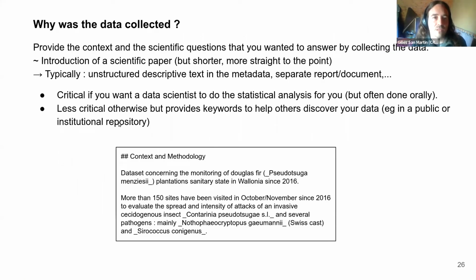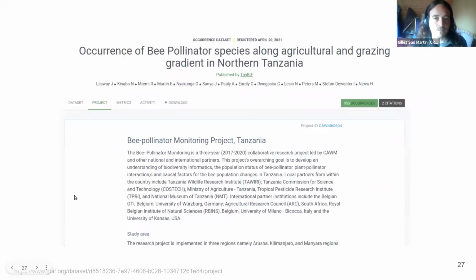So why the data was collected is simply to provide the context and the scientific question that you wanted to answer when you collected the data. So this is basically the introduction of the scientific paper, but much shorter and much more straight to the point. It should be really short, just explain the context basically. And typically this is unstructured metadata. It's just a text providing this information. This is another example here. Just by reading the title of the dataset, you know the context and what is in it. It's occurrence data, it's bees, it's in North Tanzania, and it's an agricultural and grazing gradient. So you have almost the gist of it in the title.